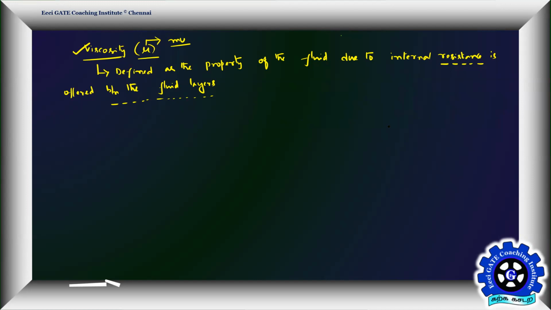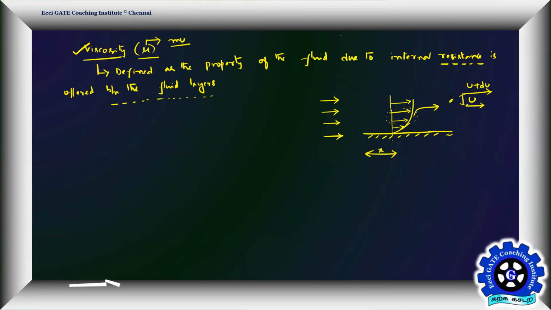Suppose you have a plate something like this, and there's a flow coming like this, from left going towards right. If I take a particular x, I'll get a velocity profile something like this. Which means if I take two fluid elements, I'm having velocities something like this. One is u, the other one is u plus du, separated by some distance dy, in the y direction. So there is a relative velocity happening here.